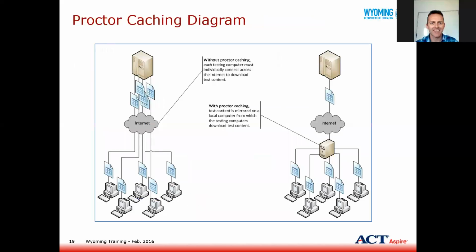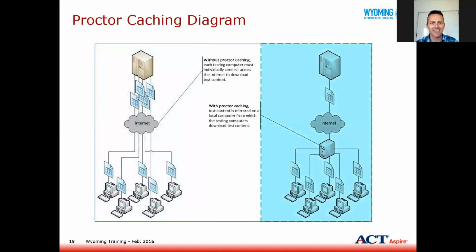I'll show you just a quick diagram of the differences here. So to illustrate the two network scenarios, the scenario on the left illustrates a network system and setup that does not use Proctor Cache. Each student is downloading a unique copy of the test content directly from the ACT Aspire servers. The diagram shows the redundant test copies are being downloaded simultaneously over the district's ISP connection while students are waiting for the test. This heavy use of bandwidth not only affects how quickly the test loads for the students, but also the available bandwidth for all the internet-related activities.